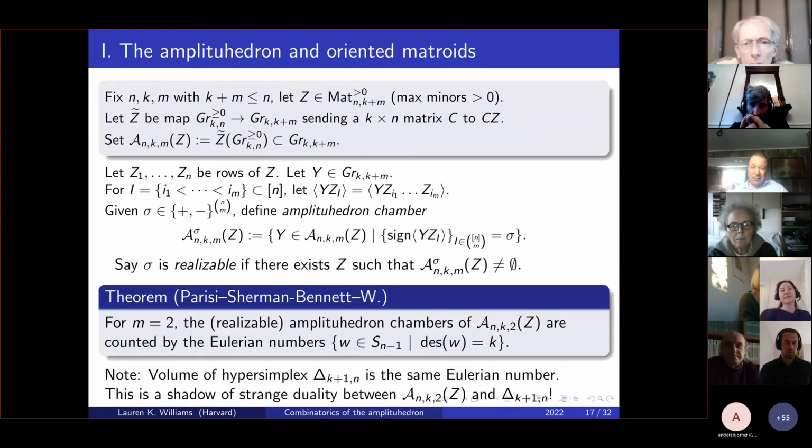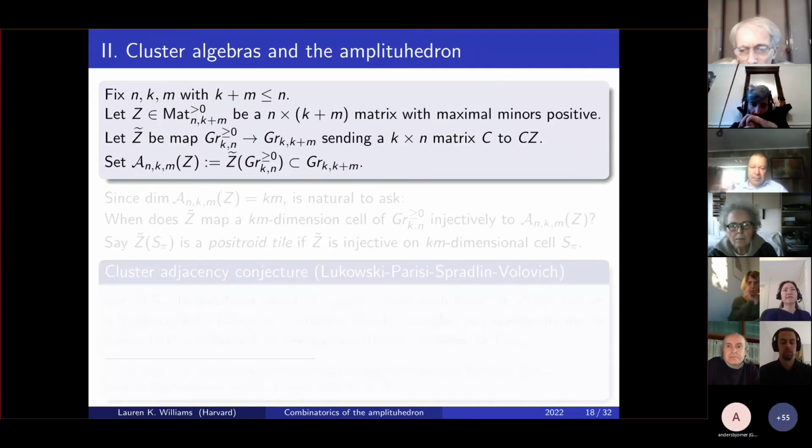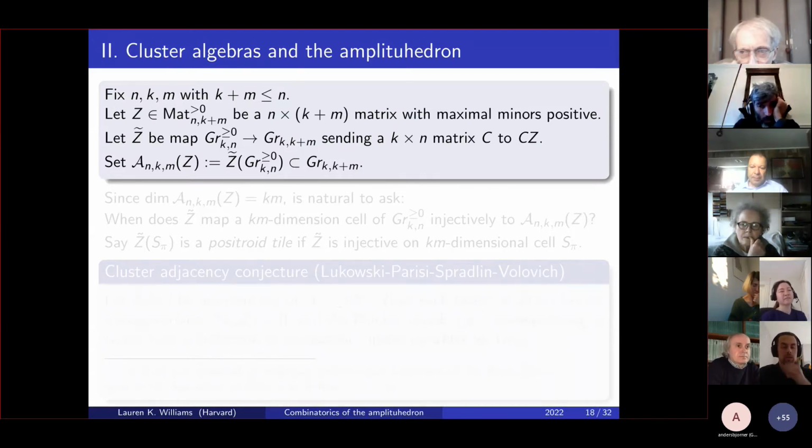Okay, so that's all I wanted to say about the oriented matroid point of view. And now I want to say a little bit about cluster algebras. Cluster algebras are a very nice class of commutative rings with a combinatorial structure introduced by Fomin and Zelevinsky around 2000.